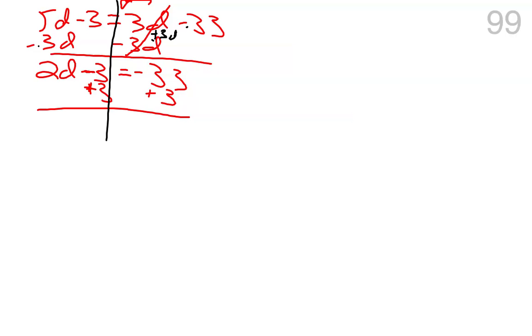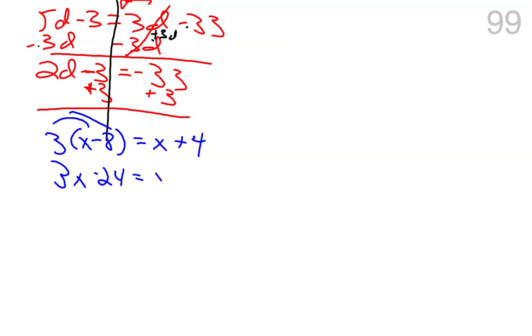Now, in number 4, I saw a similar sort of thing creep up among a number of kids. First off, everybody distributed, so that looked good. 3x minus 24 equals x plus 4. But then, look at your paper. I saw a number of kids write 4x. I don't understand why. Because this x here is not on the same side as the 3x.